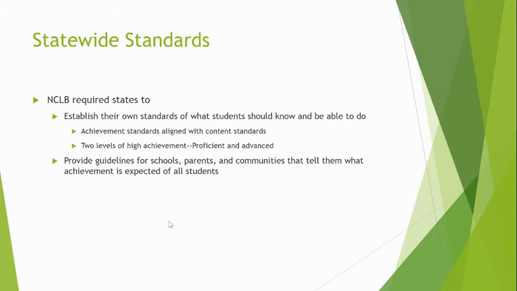There are also two levels of high achievement, proficient and advanced, to provide guidelines for schools, parents, and communities and tell them what achievement is expected. So basically, they want the states to have high, statewide standards, and for achievement to be measured using standards-based assessments.